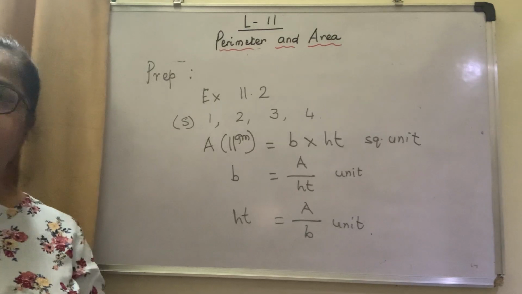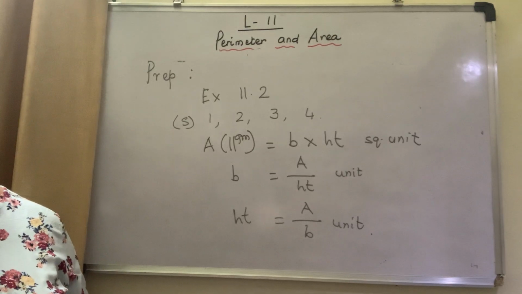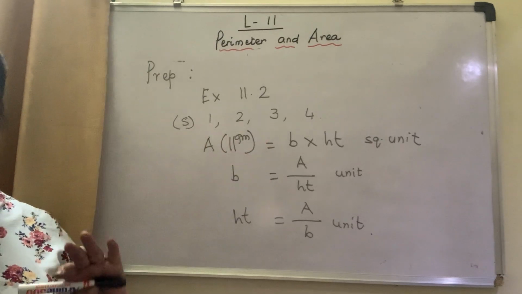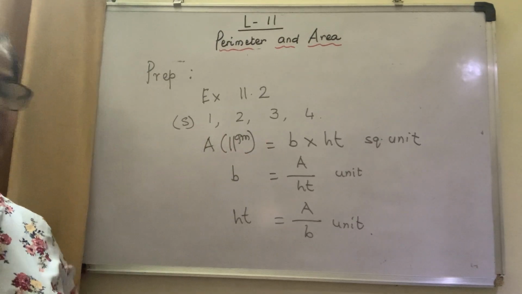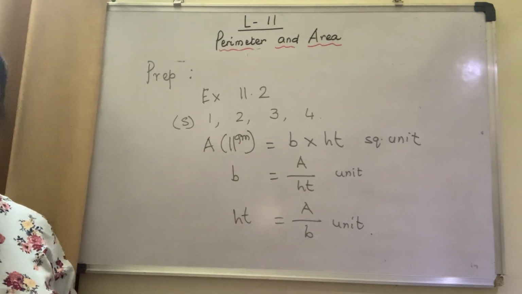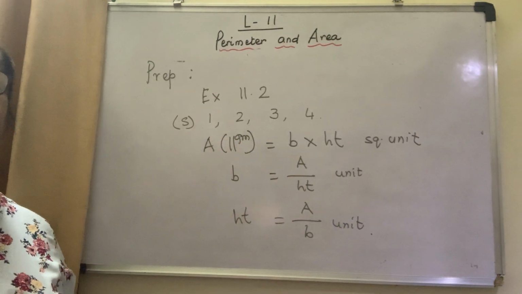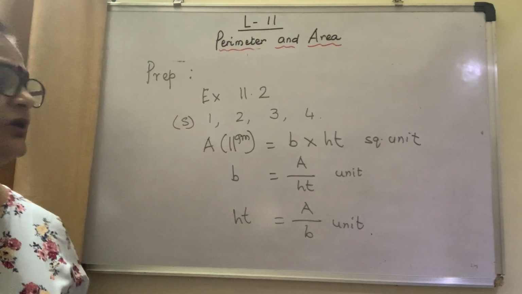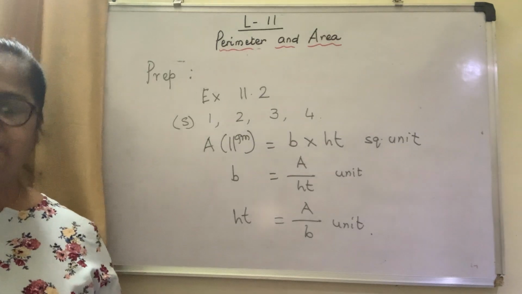You don't need to make the table. Just mark it as 1. Write what is given. Area is given. Write the area. Base is given. Write the base. To find the height, you write area upon base unit. Divide area by base. You will get the height of the parallelogram. So this is what you are going to do for your prep today.